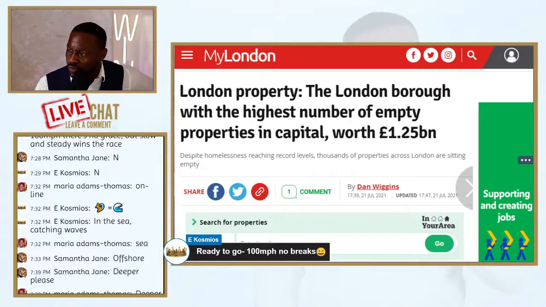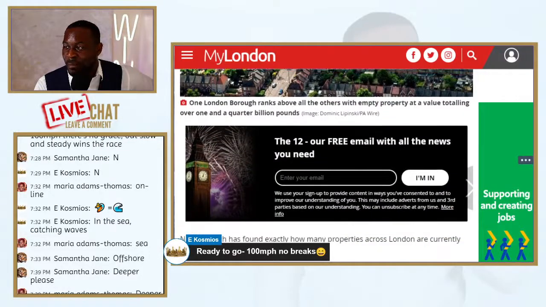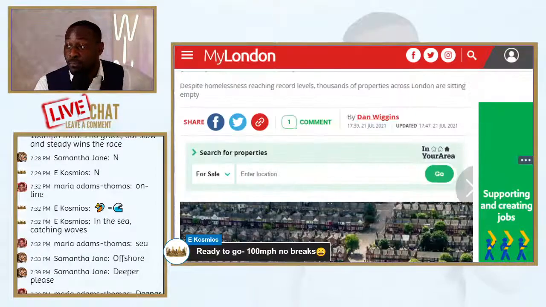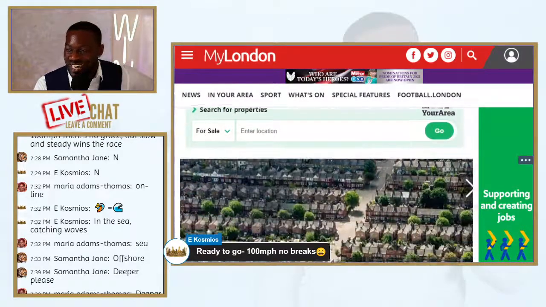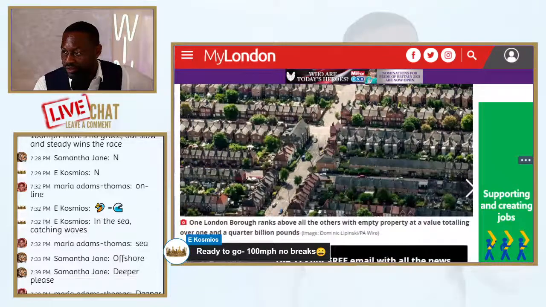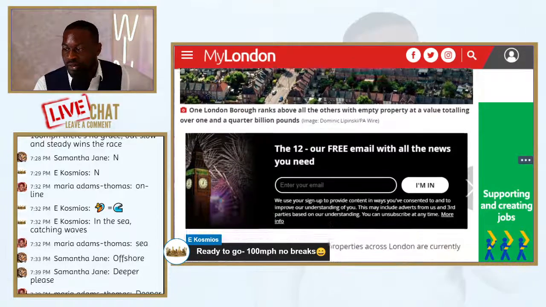Let's go into the article. Listen to this. Despite homelessness reaching record levels, thousands of properties across London are sitting empty. Let me read that again. It says, despite homelessness hitting record highs, thousands of properties across London are sitting empty. Okay, that's interesting. Look at this one: one London borough ranks above all the others with empty property at a value totaling over £1.25 billion. Okay, let's go into the article.